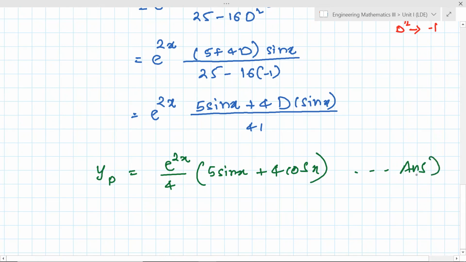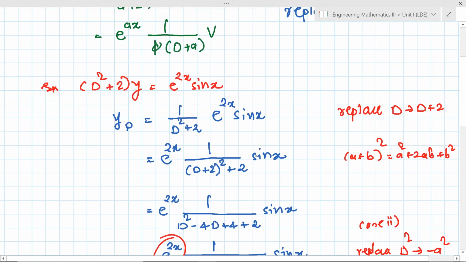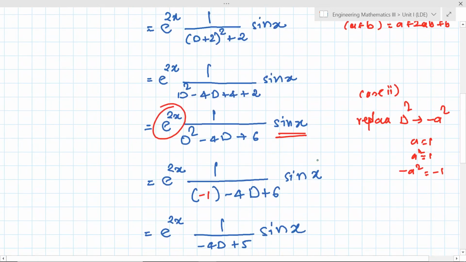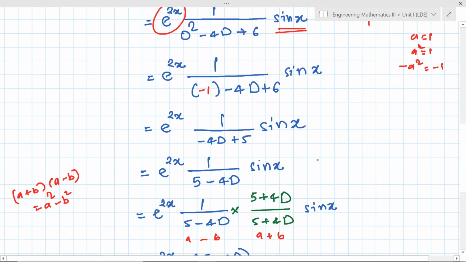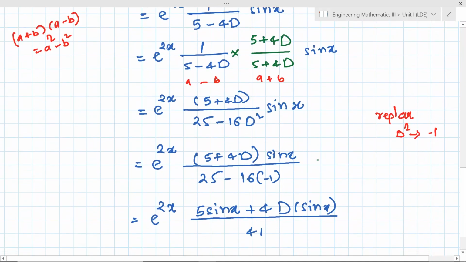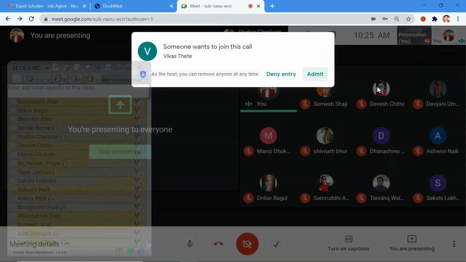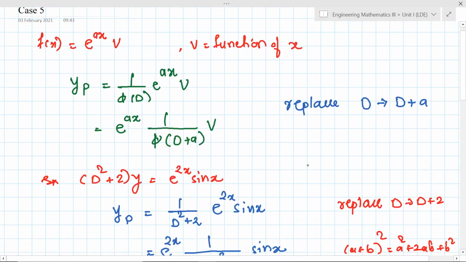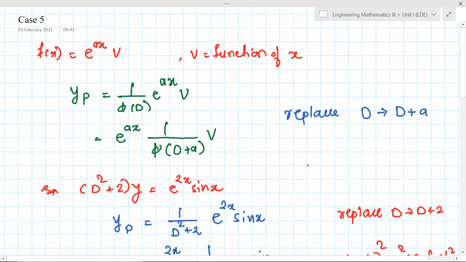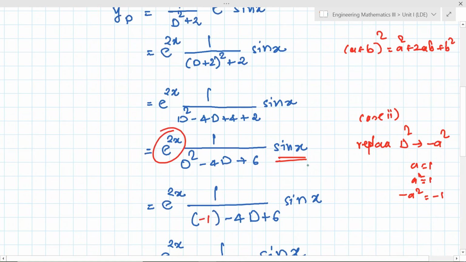Is there any doubt in this answer? Yes. I have intentionally increased the number of steps. This is only a 5 to 6 step answer, but for your understanding I have increased the number of steps here. So just keep in mind, don't think that this example is so lengthy. This is a very short example, but I have increased the number of steps to understand it properly. So this is about the fifth case. If we replace this D square by minus 1, we'll get this answer.